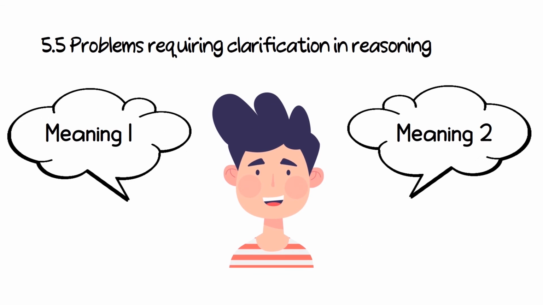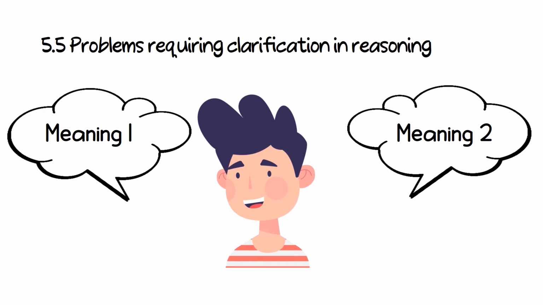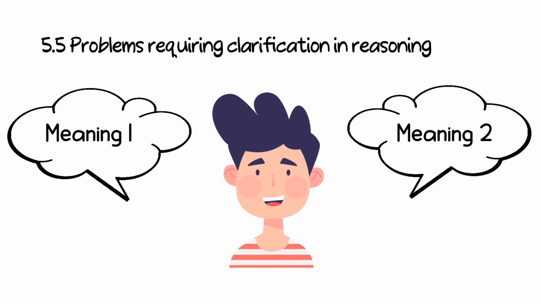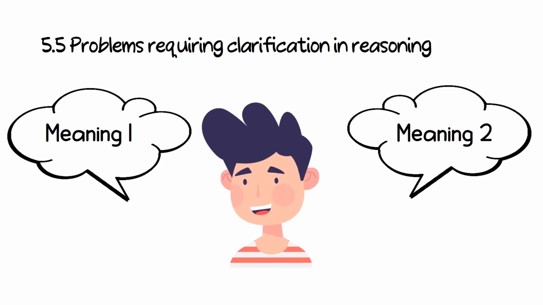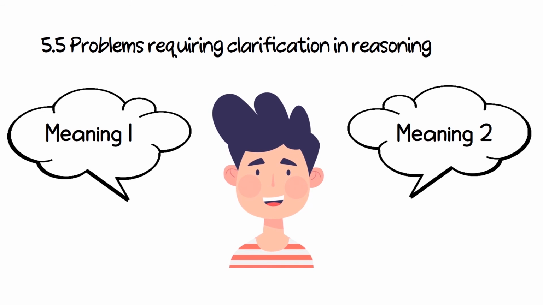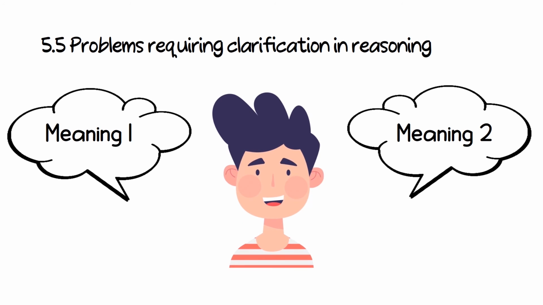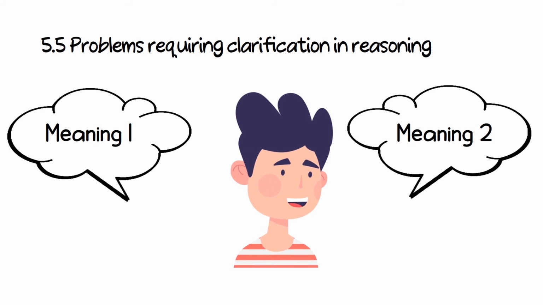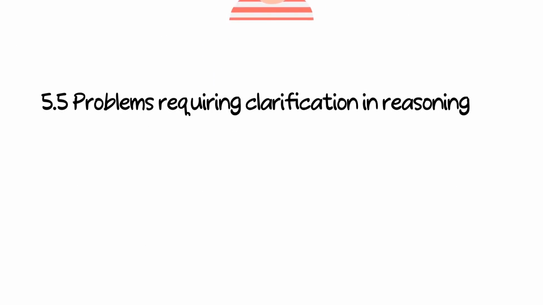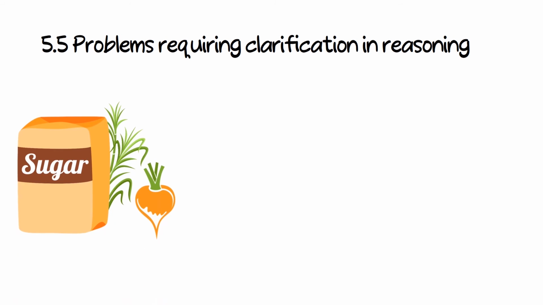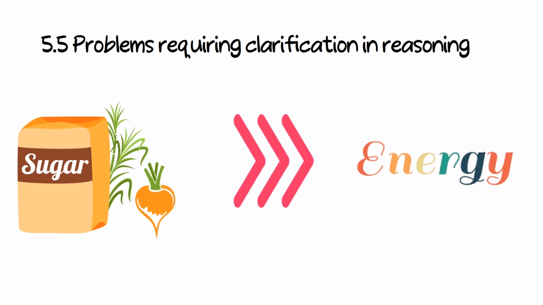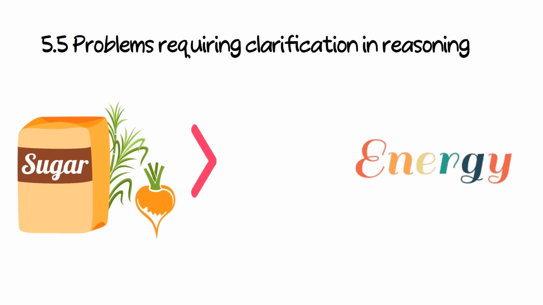5.5 Problems requiring clarification in reasoning. In this part, we will talk about misunderstanding or misleading when you provide your reasoning without clarifying the term or word that you use in your sentence clearly. Here is one example which illustrates one way of misleading people. Suppose that someone advertises their sugar product by saying that people need a lot of energy for their everyday life, so the cheapest way to get the energy you need is to use their sugar product.